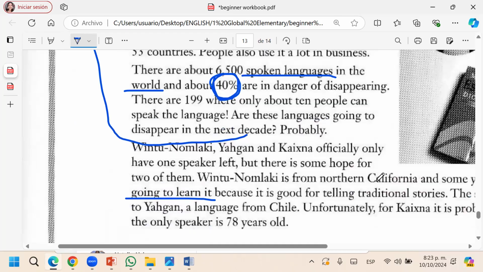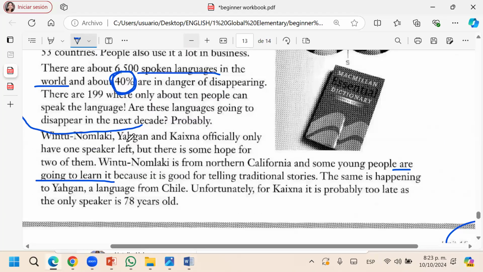Okay. Then, in the last paragraph, luego en el último párrafo, el más largo, habla de 3 idiomas, 3 languages, Wintunomlaki, Jagan, and Kaixna, que ya están por desaparecer. Son 3 languages, like Spanish, English, French, como cualquier idioma. So, who wants to read the last paragraph about these 3 languages? No importa si no lo leen perfecto, no pasa nada. Solo quiero escucharlo.